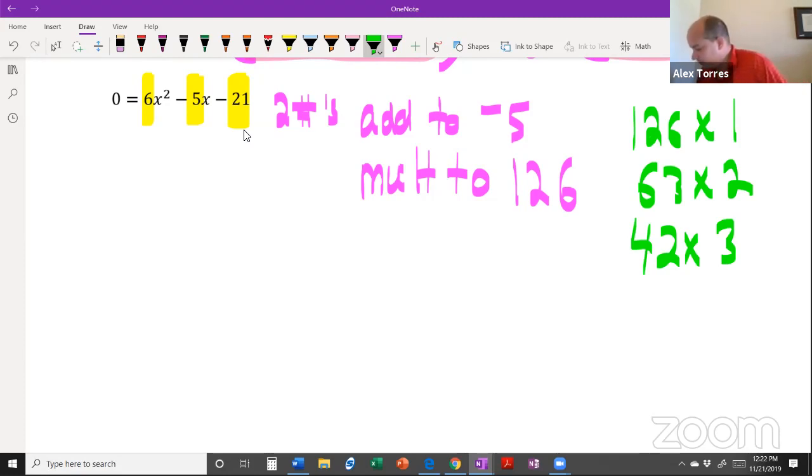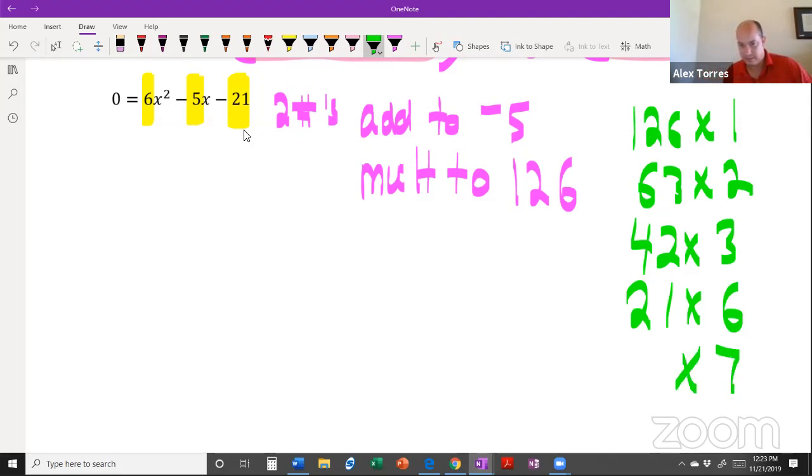Divided by 4, it doesn't divide by 4. It doesn't divide by 5 either. By 6, you get 21 times 6. Now 21 minus 6 is 15, so we're getting closer, right? 126 divided by 7. Okay, so it's 7 times 18. Feel like we're getting warmer here.